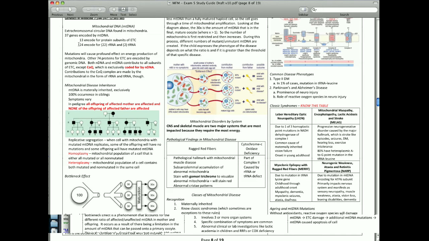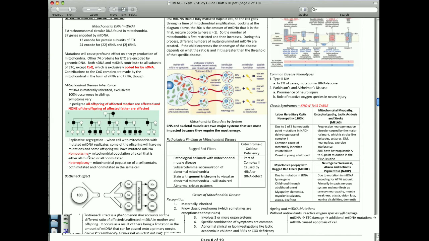Okay, basically I'm going to run through mitochondrial DNA and genetics as fast as I can here in less than 5 minutes. So here's what we got. Mitochondrial DNA is maternally inherited exclusively. It's never paternally inherited. It occurs in 100% of siblings. All of the offspring of the mother are affected. So every single one of the mother's children is affected. If you're infected, the father will not pass it on at all to 100% of their offspring. The mother will pass it on to 100% of their offspring.